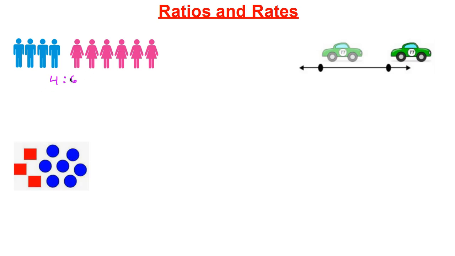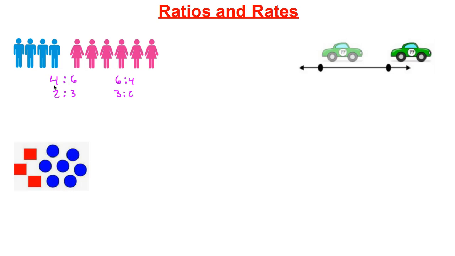I could also simplify this. I could say that the ratio of boys to girls is 2 to 3, or I could flip it around and say the ratio of girls to boys is 6 to 4. The simplified ratio of girls to boys is 3 to 2. So it matters what order you say it.